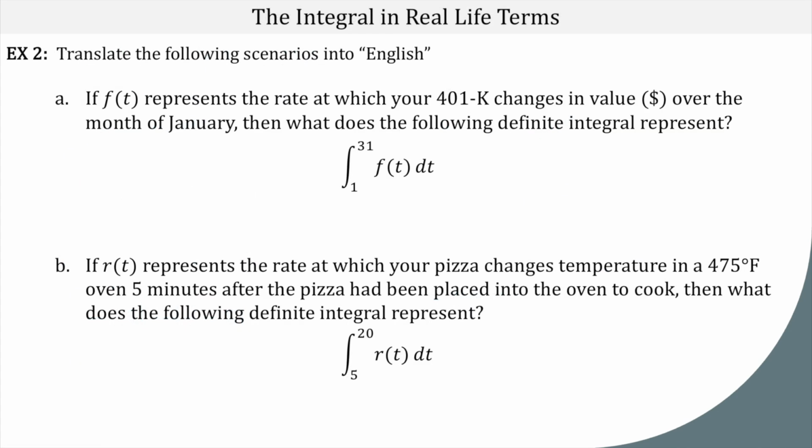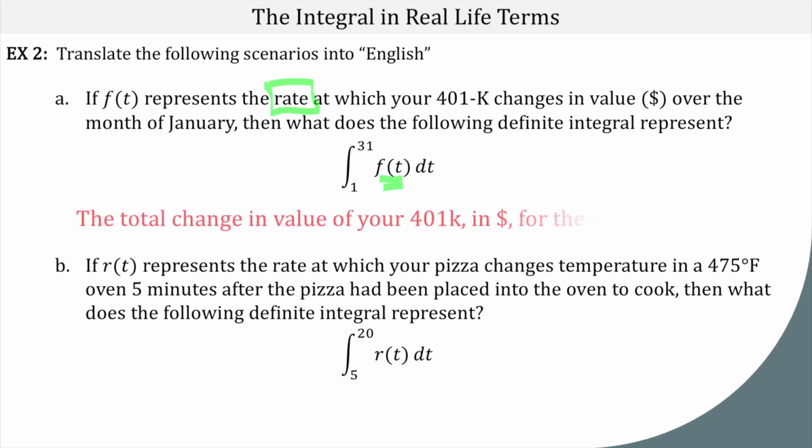What would this look like in real life? We're going to translate these couple scenarios here into English. If f of t represents the rate at which your 401k changes in value over the month of January, then what does this definite integral represent? What's the area under the curve from 1 to 31 of the rate? That would be the total change in the value of your 401k in dollars for the month of January.